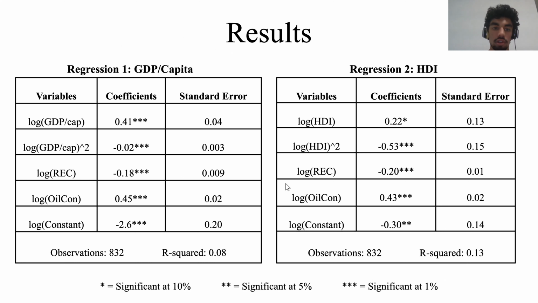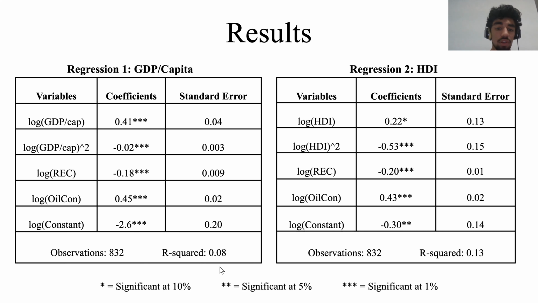So here are my results. Starting with the first regression, GDP per capita, we can see that all of the variables are significant at the 1% level. Furthermore, all of the coefficients have the signs that we predicted. GDP per capita has a positive sign, GDP per capita squared has a negative sign, renewable energy consumption has a negative sign, and oil consumption has a positive sign. We can interpret this by saying that a 1% increase in GDP per capita leads to a 0.41% increase in carbon dioxide emissions per capita for a given country at a given time.